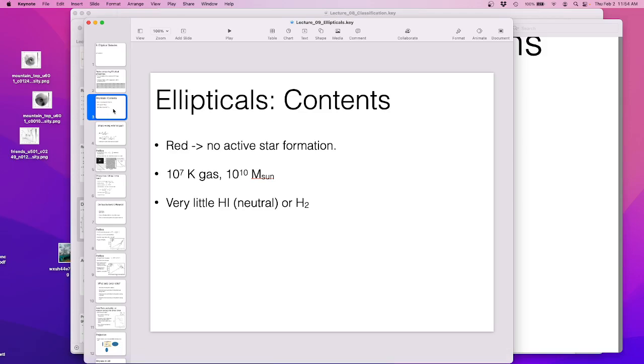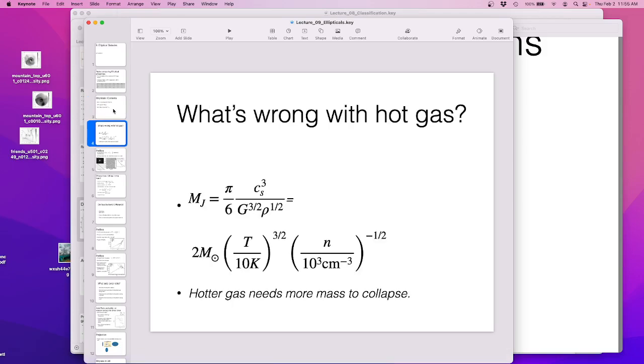The gas is very hot. The gas is like 10 to the 7 Kelvin, that's like 10 million Kelvin. And there's very little neutral hydrogen or molecular hydrogen. Now, these all are related to the fact that they're not forming stars anymore. So hot gas is really the reason that there are no stars anymore. The gas in an elliptical galaxy is all hot, and therefore it cannot form stars.